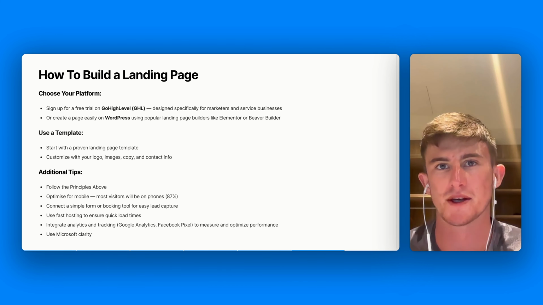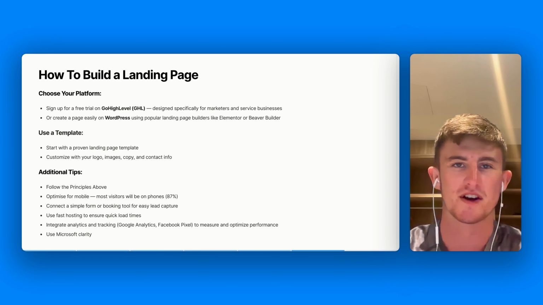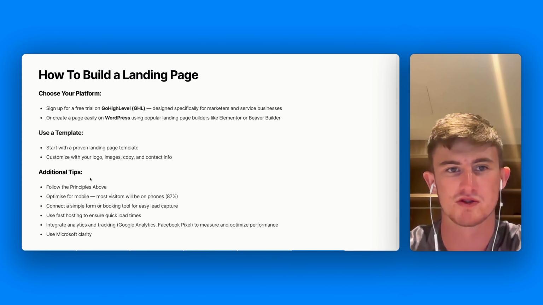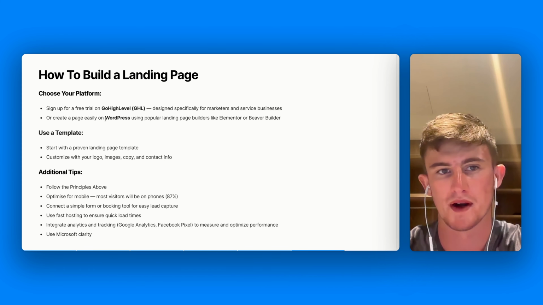Also connect a very simple booking system or a very simple lead form so you can just get the lead information. Don't make it complicated. If it takes too many steps or if it's too strenuous for someone to go through the process, they're just going to bounce. So just make it very simple. A simple form will do. WP Forms is great for WordPress, and the built-in Go High Level form is great as well.